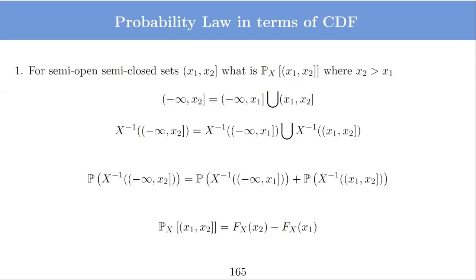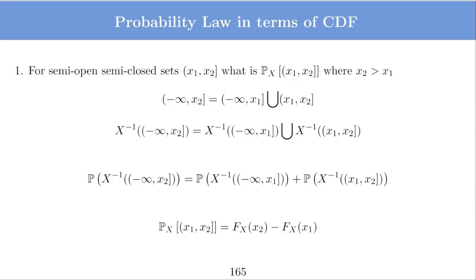Now let us take another form of set, which is semi-open, semi-closed, of the form (x1, x2]. It is open at x1 and closed at x2. This is the format we were earlier taking when we were defining the Borel algebra. We want to ask what the probability of this set is. Of course, we will assume that x2 is greater than x1. So we want to know the probability law on this interval (x1, x2].